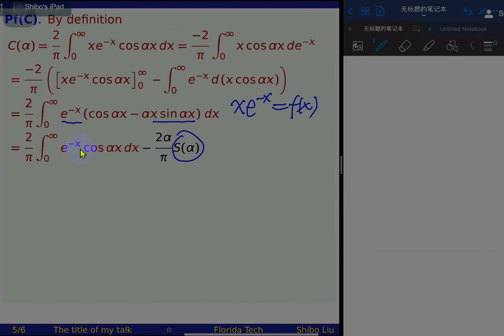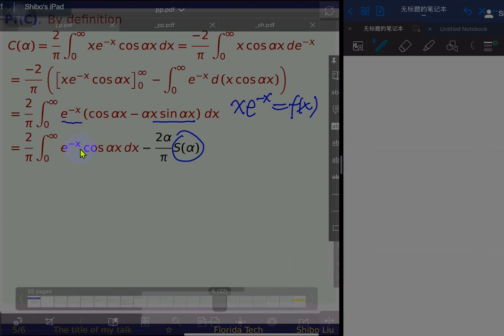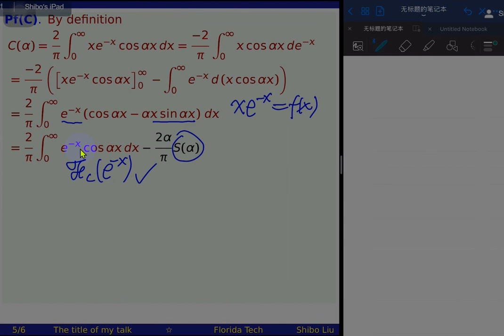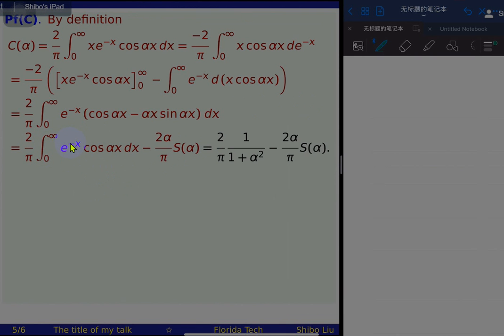The first integral is just the Fourier cosine transform of e to the minus x. This is a known result. Okay, you know this result. Or you can compute this integral directly, even if you don't know this is the Fourier cosine transform of exponential of minus x, using integration by parts. This is easy. Anyway, the result is square root of 2 over pi times 1 over 1 plus alpha square.